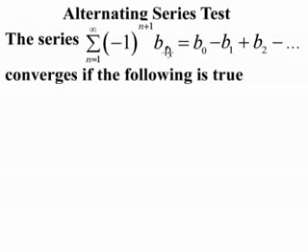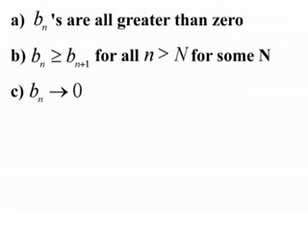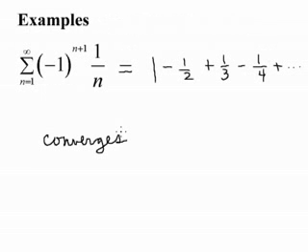Let's talk about alternating series and the alternating series test. The series, sum from n equals 1 to infinity, of (-1)^(n+1) b_n, equals b_0 minus b_1 plus b_2 and so on, converges if the following is true. The b_n's are all greater than 0. b_n is greater than or equal to b_(n+1) for n greater than capital N, and the b_n's go to 0 as n goes to infinity.